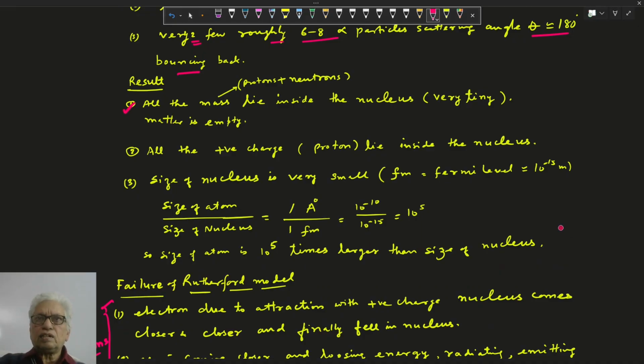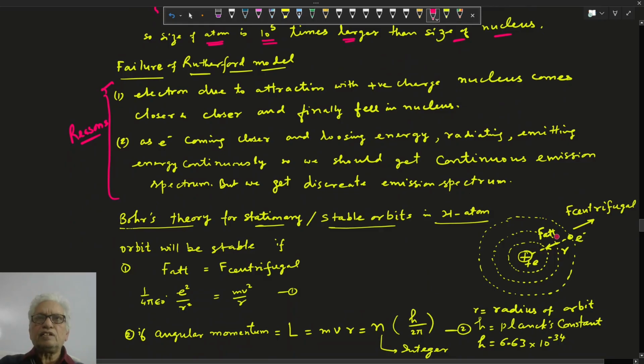All the mass lies inside the nucleus, neutrons and protons, in a very tiny space that is called the nucleus. So matter is mostly empty because most particles pass without deviation, and second, all the positive charge lies inside the nucleus, and the size of the nucleus is very small, Fermi level. Here the ratio of the size of the atom upon the size of the nucleus: the atom is angstrom level, and the size of the nucleus is Fermi level. So we get this ratio 10 to the power 5. It means the size of the atom is roughly 10 to the power 5 times larger than the size of the nucleus.